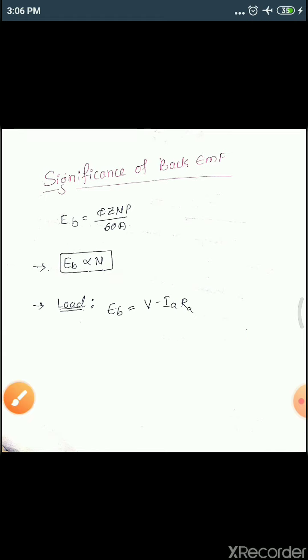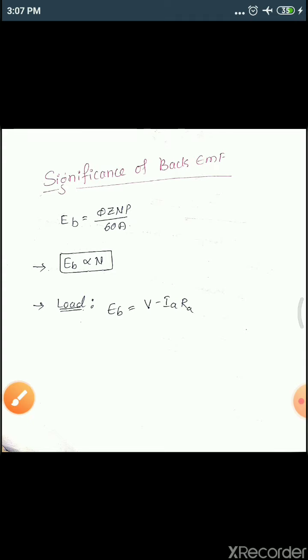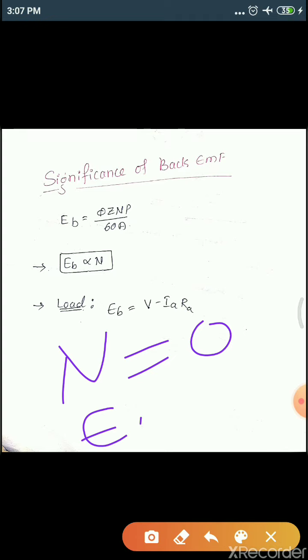Therefore, back EMF regulates the flow of armature current, and it automatically alters the armature current to meet the load requirement. This is the practical significance of the back EMF. And remember, at the beginning the speed of the motor is equal to 0, therefore Eb is also equal to 0.